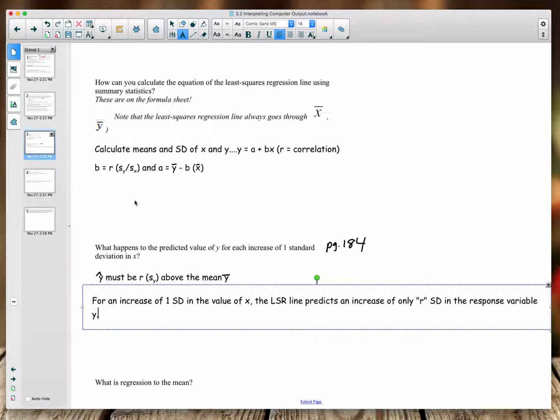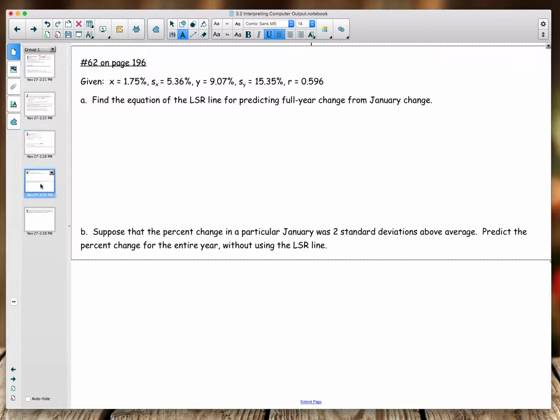Okay, so let's put that into practice real quick so that it makes a little more sense on how to use that. Because you'll be asked questions: what happens for each increase of 1 standard deviation of x, or 2 standard deviations of x, or 3 standard deviations of x. So it could be any number of standard deviations. It's a pretty simple formula. We'll come back to what is regression to the mean. Let's look at problem 62 on page 196. If you need to pause the video, you can flip to page 196 in your book, so you don't have to copy the entire problem down. You can just do this problem on the back of your notes or a separate sheet of paper, wherever you've got room.